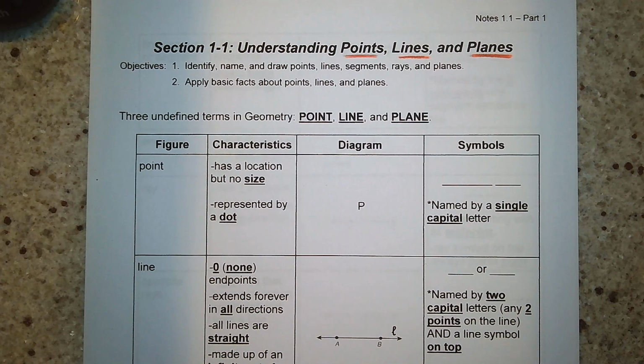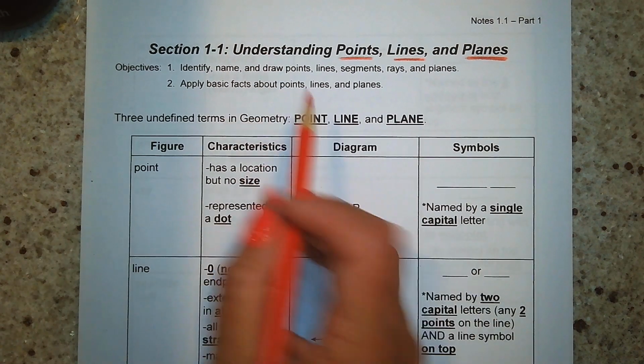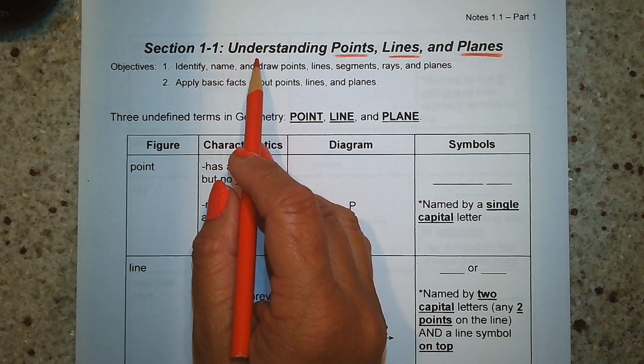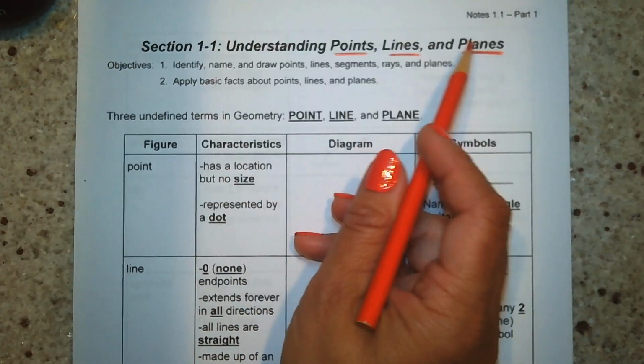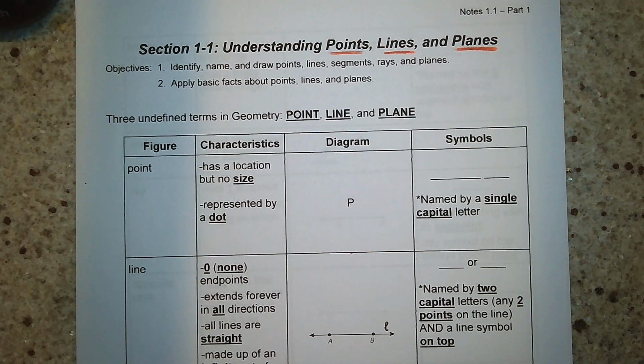And welcome to your very first geometry lesson. This is our very first section in chapter 1, and if you look at it, the title is Understanding Points, Lines, and Planes. Now you say, why do I need to start there? I thought geometry was about shapes.